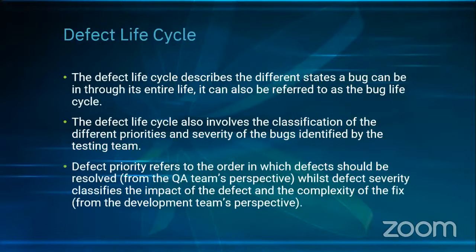So the next thing is talking about defect priority. It refers to the order in which defects should be resolved. The order you want your defect to be resolved is the priority. So if you want the registration defect to be resolved, put it as a 1 because you want it to be resolved first. If you want login to be the next one, put it as 2.